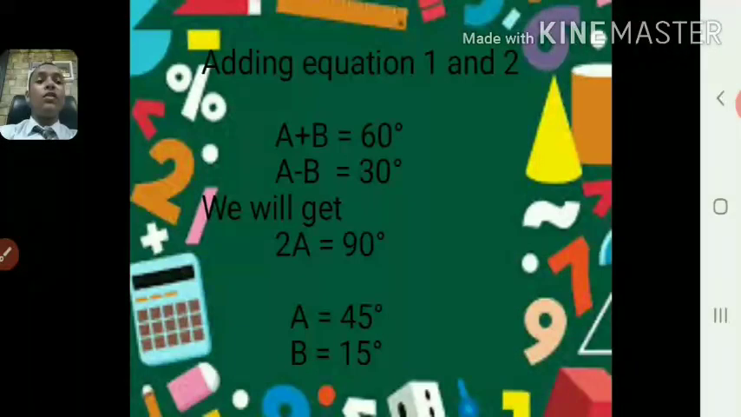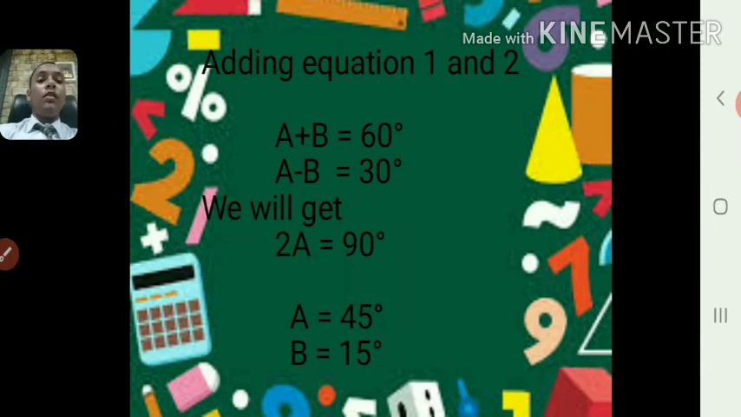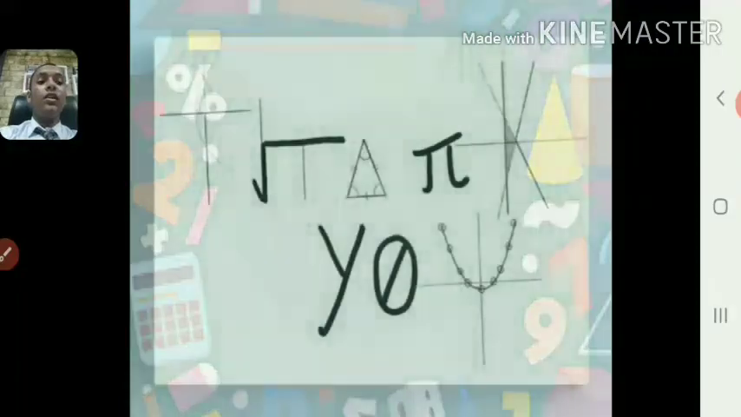Solving both the equations, we get a is equal to 45 and b is equal to 15. Here we get this, you can see, and at last, thank you to everyone.